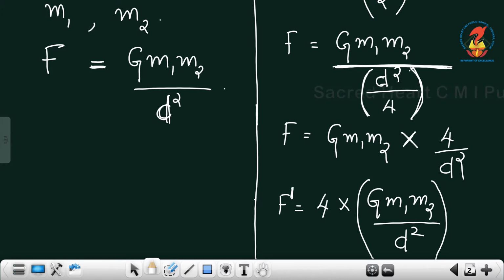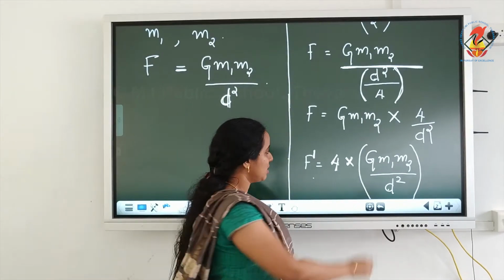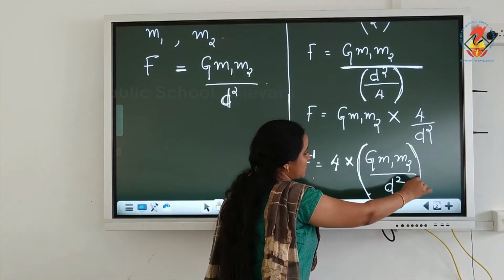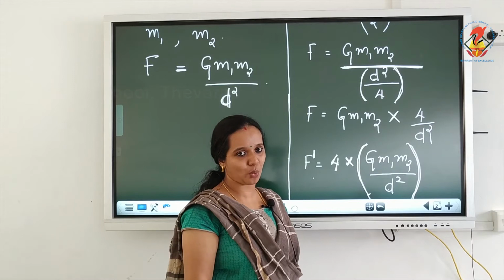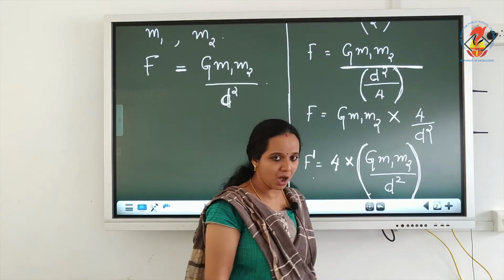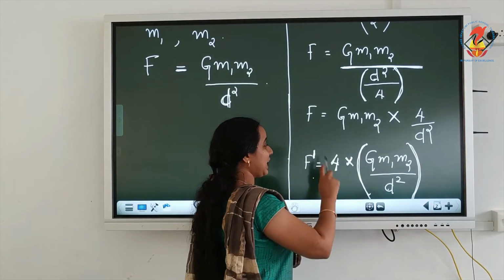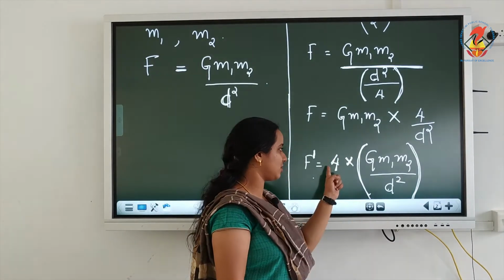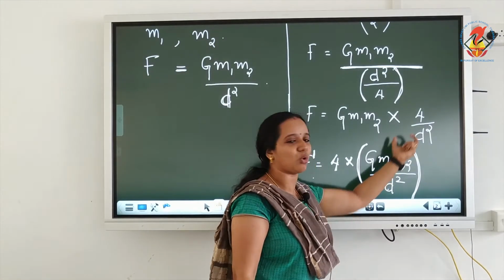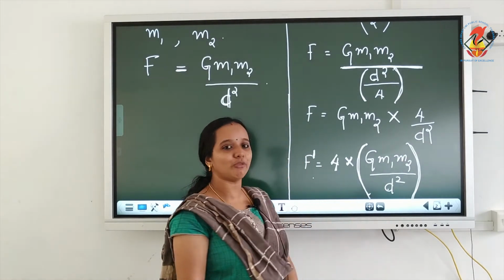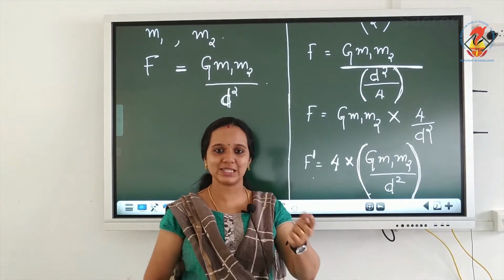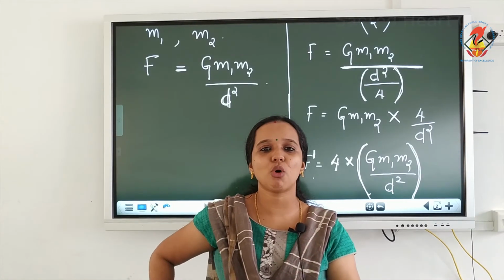So the new force F dash, when distance is reduced to half, will increase 4 times, 4 into the actual force. The actual force is G m1 m2 by d square. When distance becomes half, the new force will increase 4 times. It becomes 4 into the original force. So the new force will increase. When distance decreases, the force will increase.